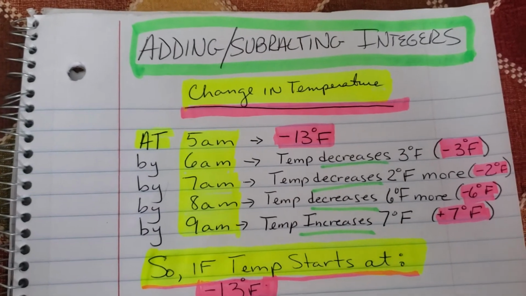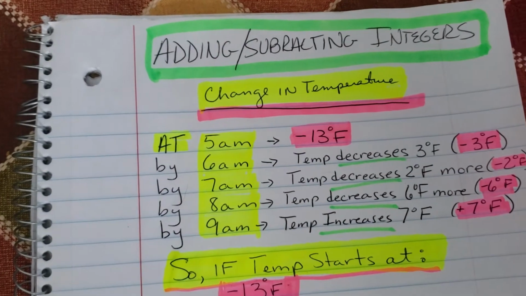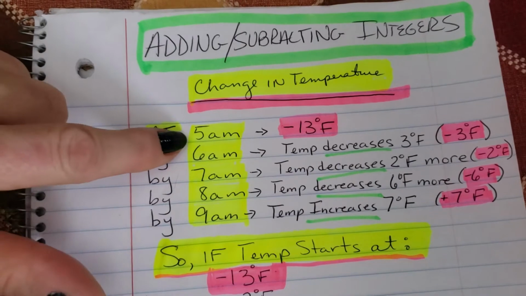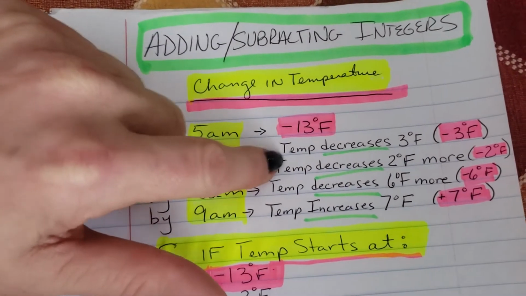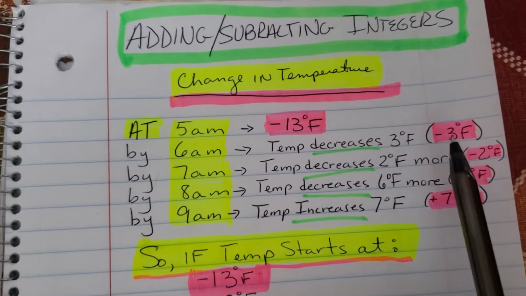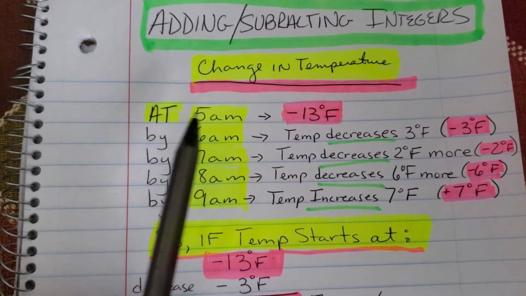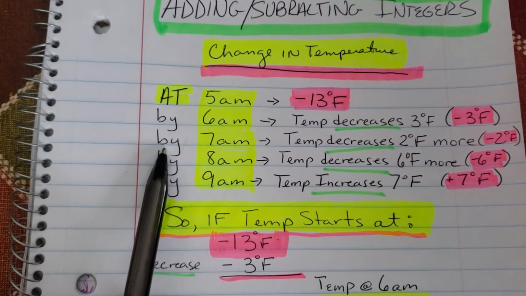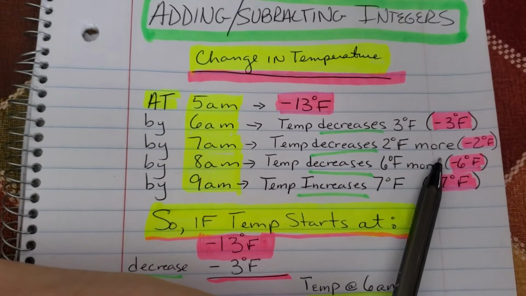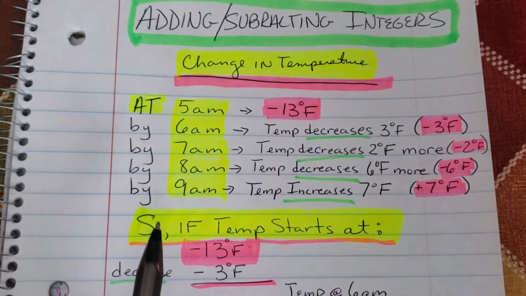So let's say at 5 a.m., the temperature is reading negative 13 degrees Fahrenheit, okay? So by the time it reaches 6 a.m., the temperature has decreased another 3 degrees Fahrenheit. As you can see next to that, I represented it as an integer, so negative 3 degrees Fahrenheit. So dropping. Then by 7 a.m., the temperature decreases again by 2 degrees Fahrenheit more. So again, that is a negative 2, represented as an integer.